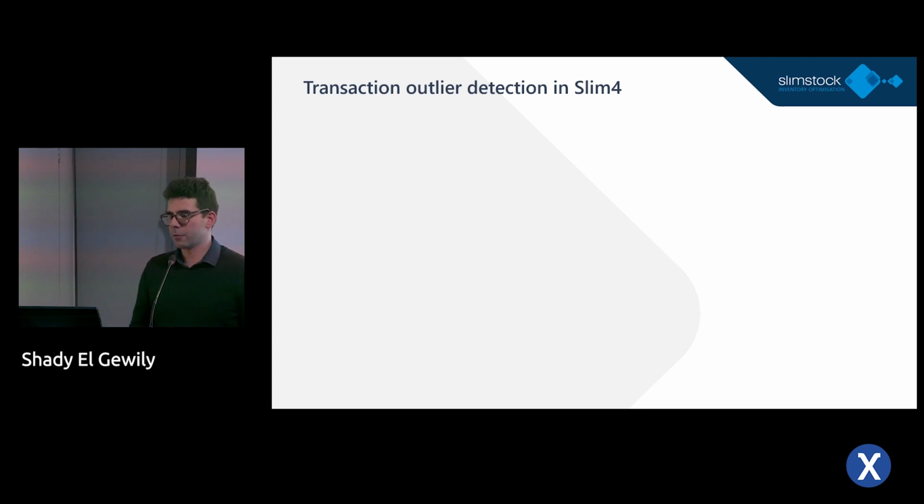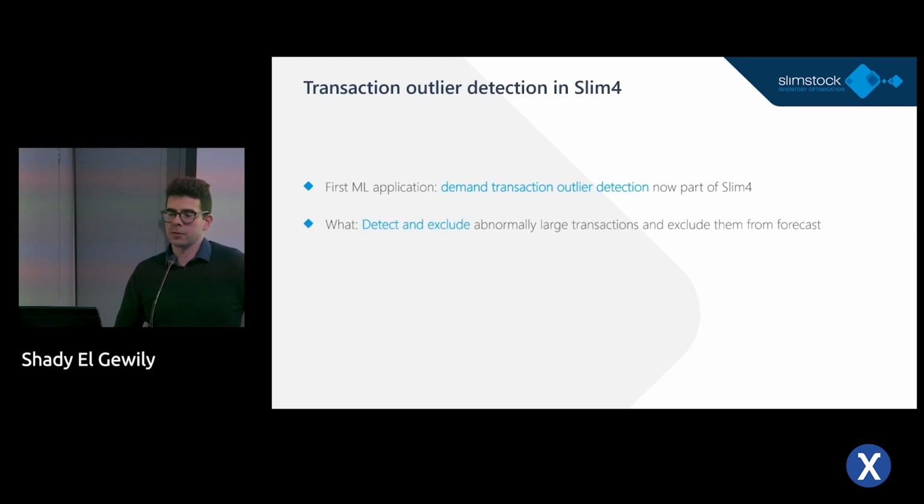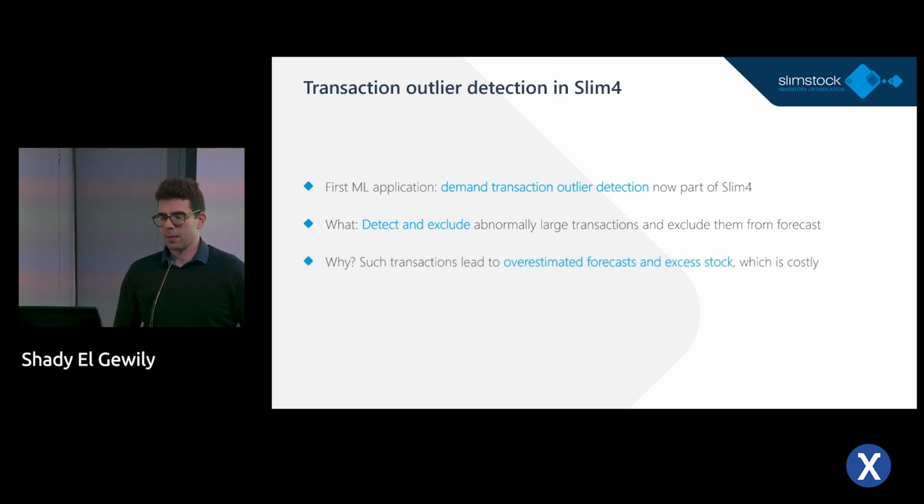Now, we have recently, at the end of 2022, released our first machine learning application in Slim4, transaction outlier detection. That basically means detecting abnormally large transactions and excluding them from the forecast of the demand. Because if you keep those transactions in your forecast, then you typically forecast too high. And that means that you keep too much stock of a certain product, and that's expensive. So you would like to optimize that inventory position.